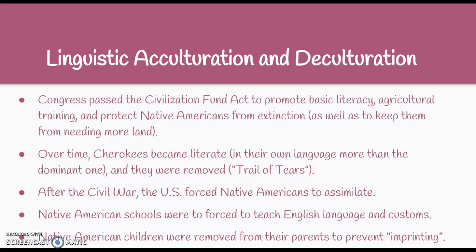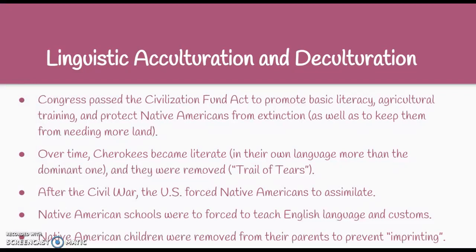125,000 Native Americans, I apologize for that, were removed, and they were taken, I think it was to Mississippi.